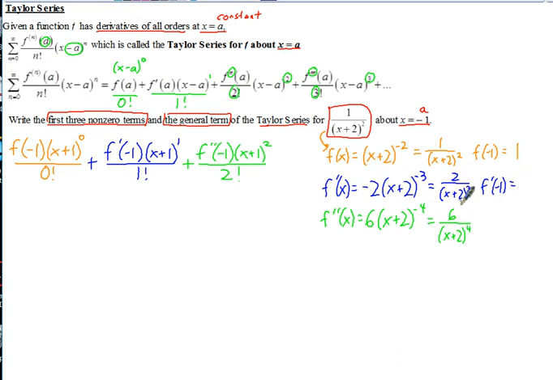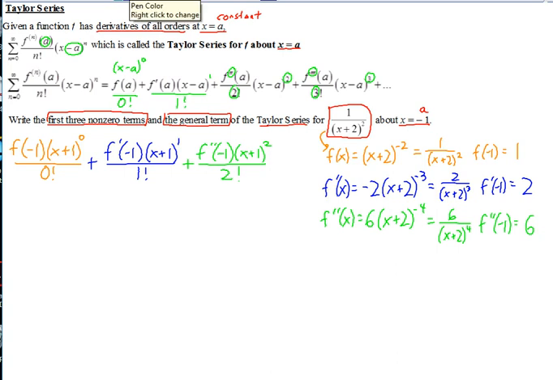Again, negative 1 plus 2, that's 1 cubed is 1. 2 divided by 1 is 2. And f double prime of negative 1, that being negative 1 plus 2 is 1 to the 4th is 1. 6 divided by 1, 6. So, if we substitute those in, let's see what we get.